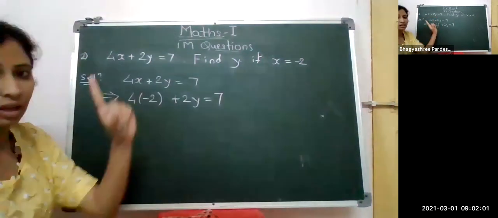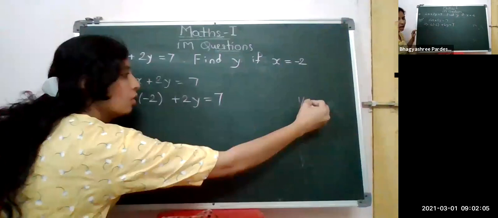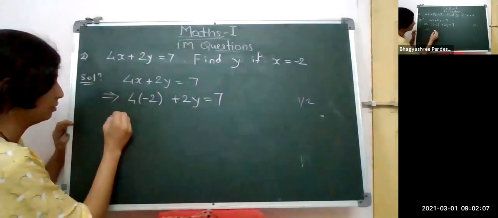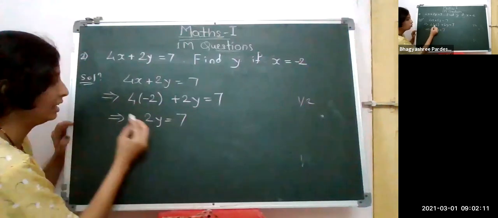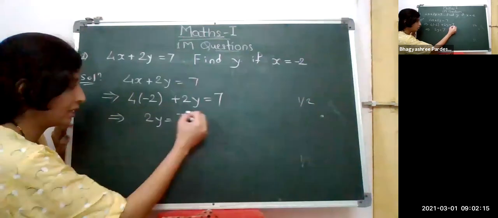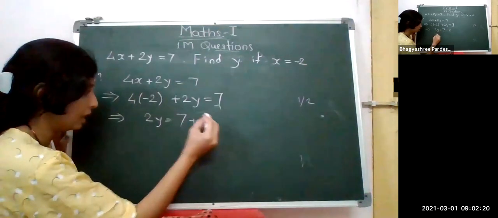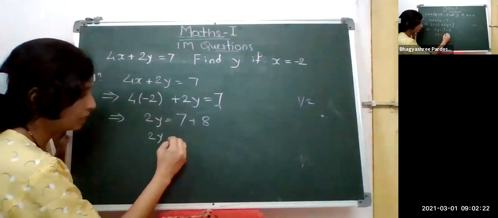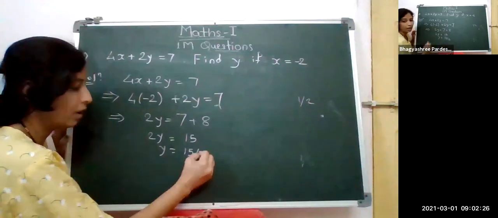What we have done? We have substituted. So for the substitution, we will get this half mark here. Then this implies, just simplify this one. So this is 2y equals, I'm directly taking 4 into -2, that is equal to -8. So -8, when it goes to this side, it will be plus 8 here. So 7 plus 8 equals 15. So y equals 15 divided by 2.